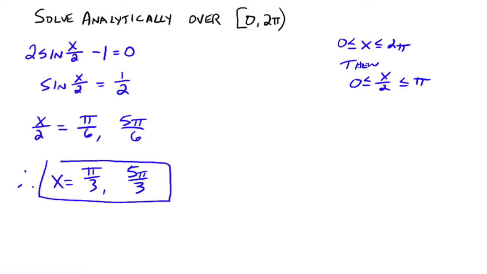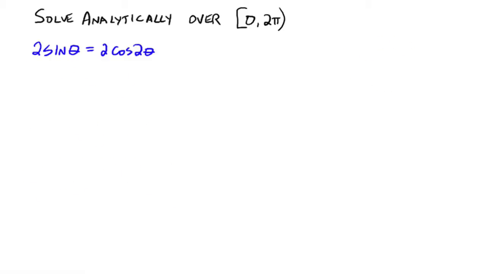If you take either one of those numbers and substitute them up here for x, you'll get a true statement. All right? Kind of getting the hang of it? All right, so let's look at one more example. Right off the bat, we can see we can divide both sides by 2. So that would leave you the sine of theta equals the cosine of 2 theta.